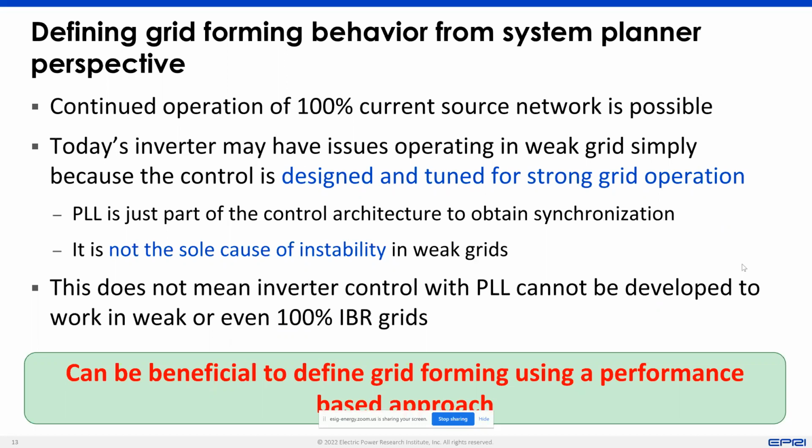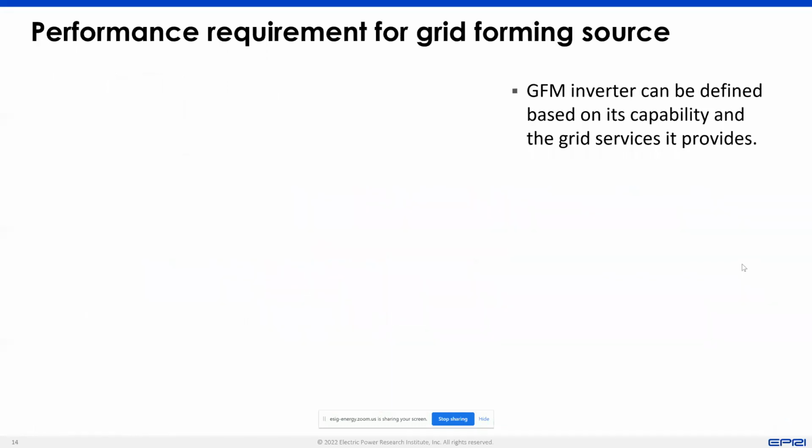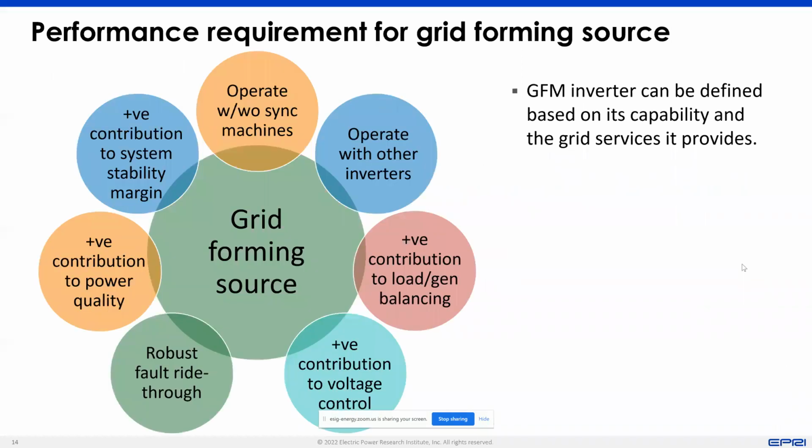So what this helps us do is define a performance-based approach to what grid forming is or what grid forming should be. Essentially, we can say that a grid forming inverter is an inverter that can at minimum do these many different kinds of things, wherein it can operate with and without synchronous machines. In other words, it can operate stably once the last synchronous machine has tripped, and it can operate stably when connected in parallel with a synchronous machine. So it should be able to do both.